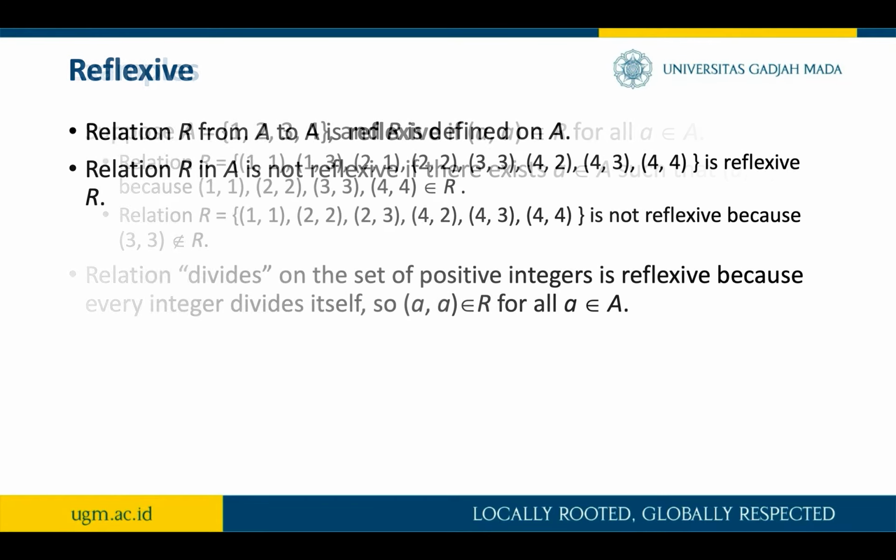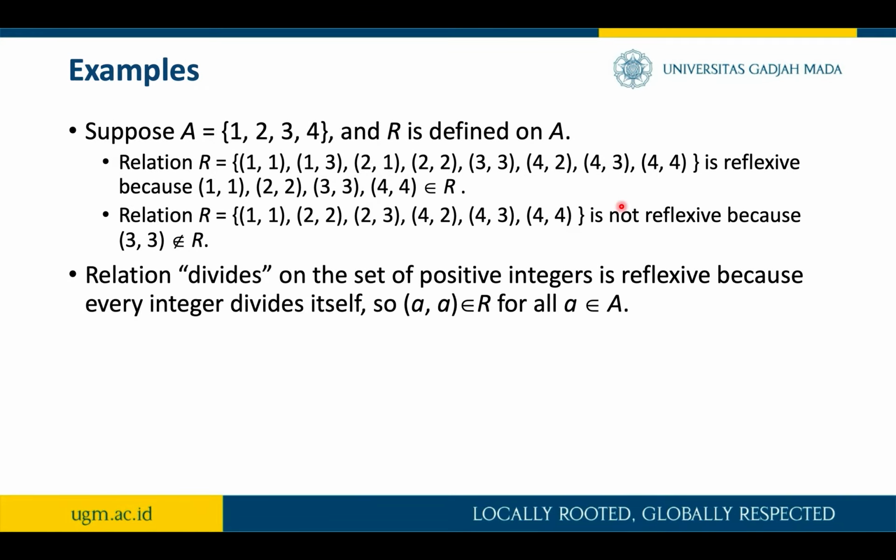Okay, so these are the examples. Suppose we have A = {1, 2, 3, 4}, and R is defined on A, which means that R relates a member of A to a member of A as well. The domain and the range of R is A.